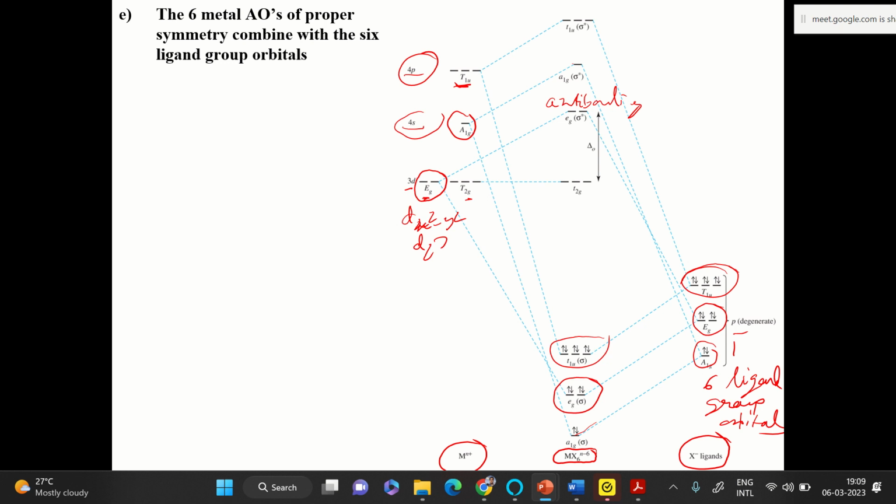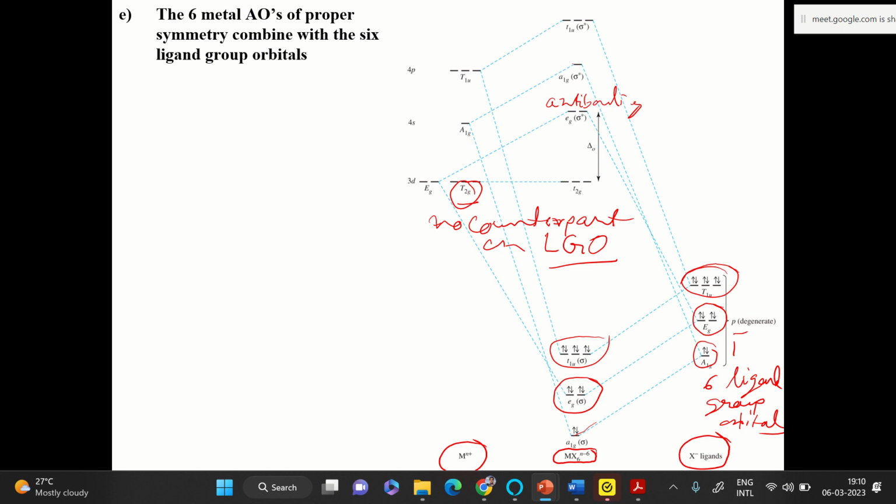Now in this case, how do we define delta naught? What we found here is that for the T2G set on the metal, there is nothing among the ligand group orbitals with a suitable match. There is no counterpart on the ligand group orbitals for T2G, so it remains non-bonding in nature. And the difference between the T2G and EG star is what you know as delta naught. So this is your delta naught.